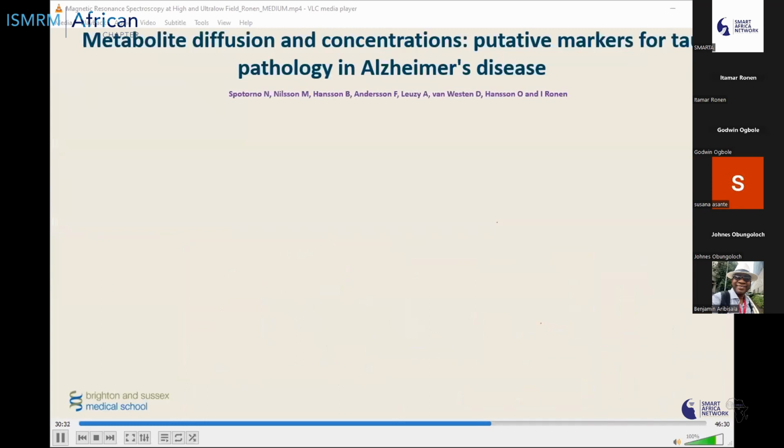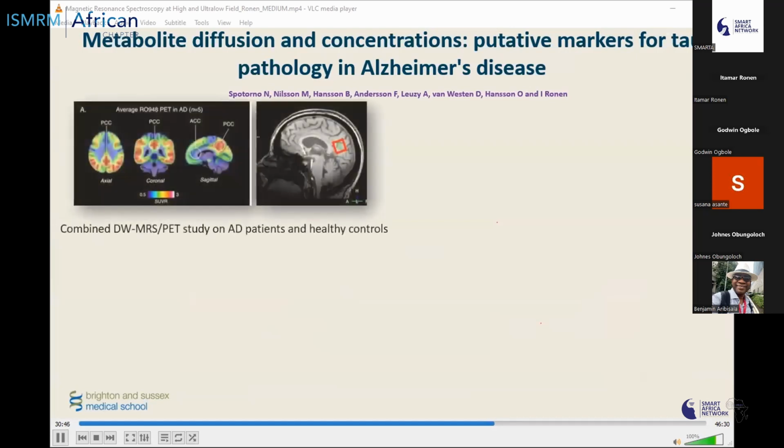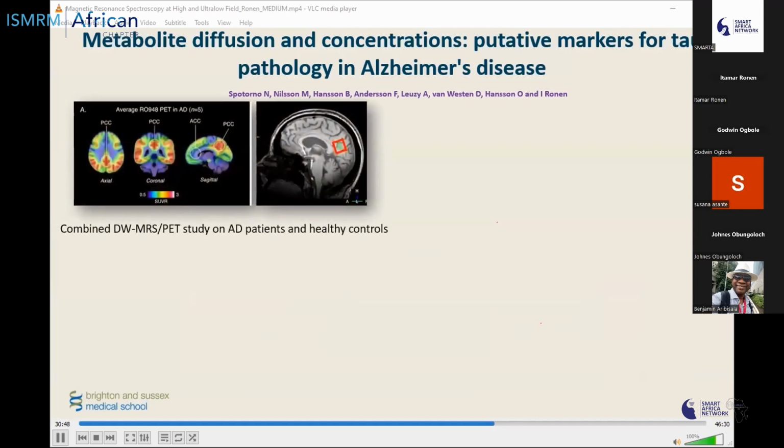And here I want to give you an example of such a study that indeed looks at the diffusion properties of metabolites, in this case in Alzheimer's disease, to link it properly to the hypothesis that we made in the previous slides. So I had the pleasure and the honor to collaborate with a group at Lund University in Sweden, where there is a large study that focuses on Alzheimer's disease.